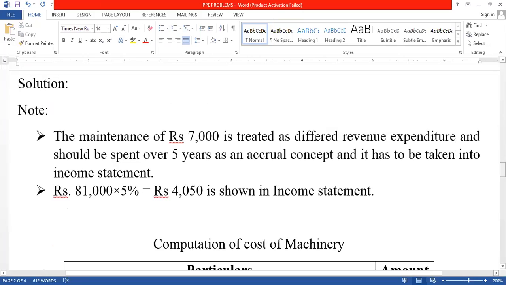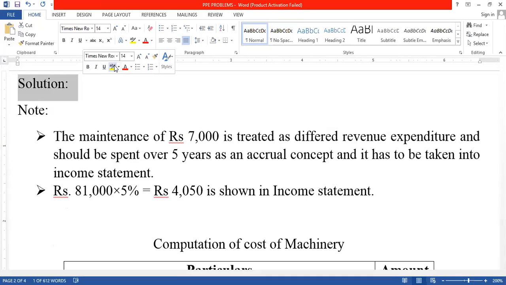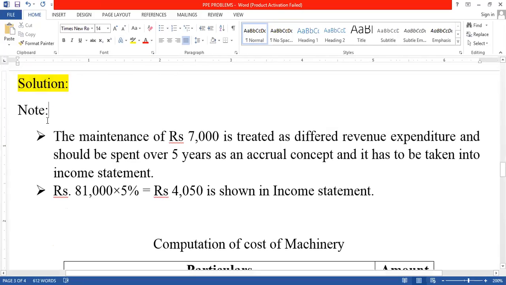See, in the note, we clearly mention this in the solution part. So I have given the notes here. You should read these notes carefully. Why? Because which one is taken and which one is not taken can be understood very easily by reading these notes.